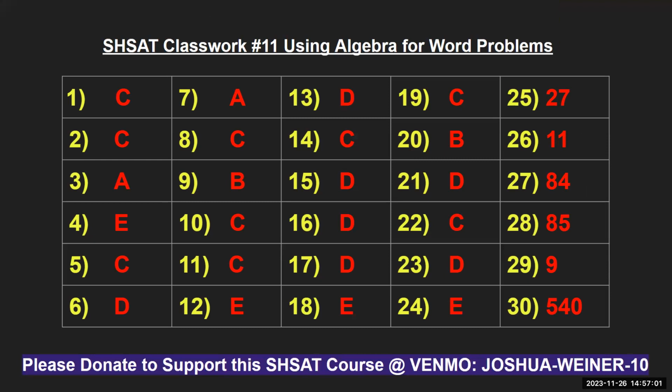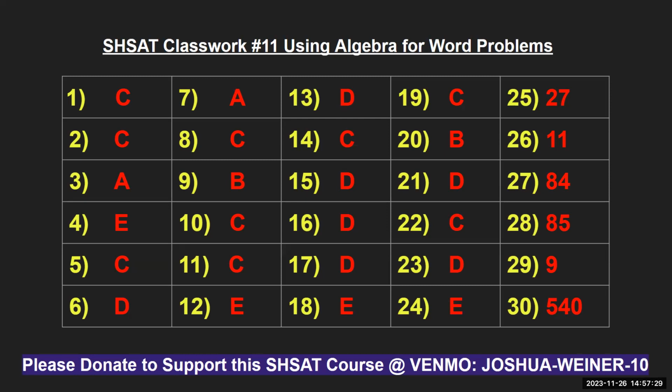Number 1 was C. Number 2 was C. Number 3 was A. Number 4 was E. Number 5, C. Number 6, D. Number 7, A; 8, C; 9, B; 10, C; 11, C; 12, E; 13, D; 14, C; 15, D; 16, D; 17, D; 18, E. 19 was C, 20 was B, 21 D, 22 was C, 23 was D, and 24 was E.